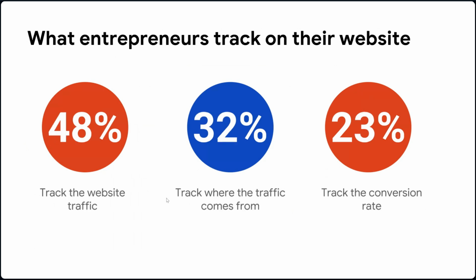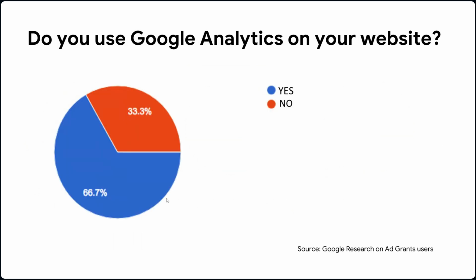Now, when we look at what entrepreneurs track on the website, 48% of those who track data track just the traffic, right? So all they look at is how many people were on the website. That's it. And 32% track something more than that, which is where people came from, right? What are the traffic sources? And only 23% actually have conversion tracking set up and use that data as a feedback mechanism to improve their online marketing.